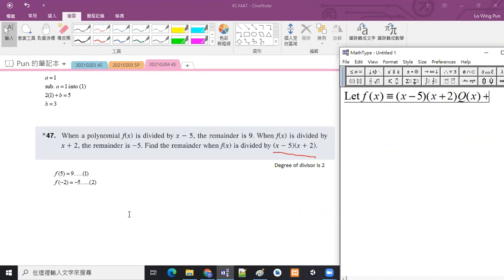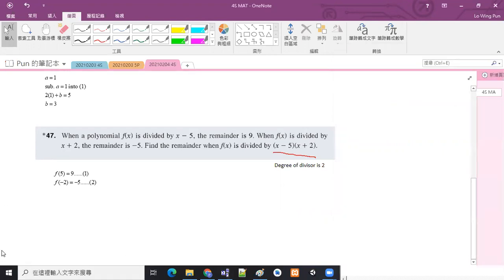Degree of remainder is equal to degree of divisor minus 1. Okay, the degree of remainder. Now the degree of divisor is 2. So what should be the degree of remainder? Okay, hence in this case, degree of remainder should be equal to 2 minus 1. That is equal to 1.